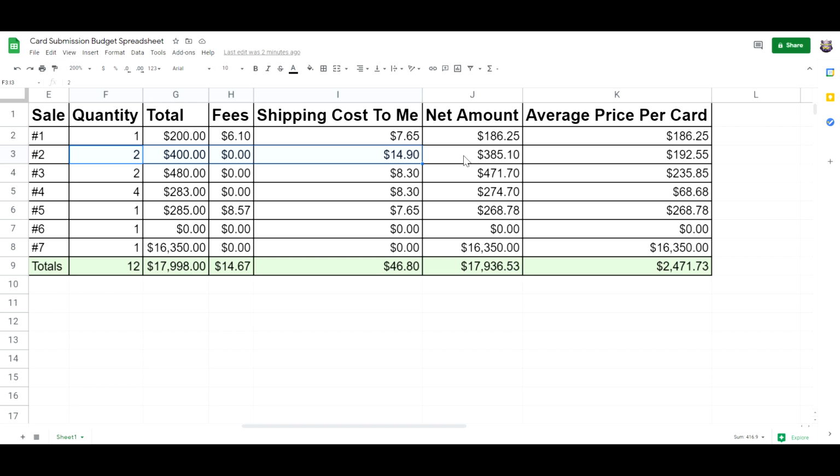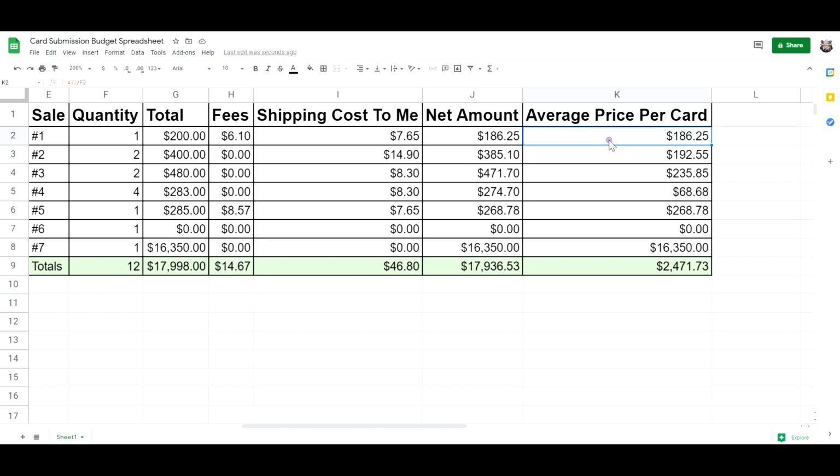Now, the net amount in column J is basically the total minus the fees minus the shipping costs. And that makes sense, right? The fees and shipping are things that we paid that are going to come out of our pocket. So we might as well take them off the total because this is the net amount we will be receiving once all of the money has cleared and assuming no issues arise on the back end.